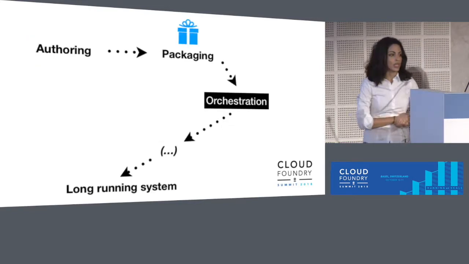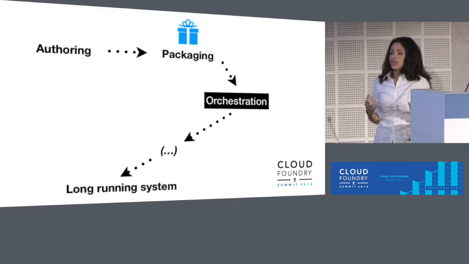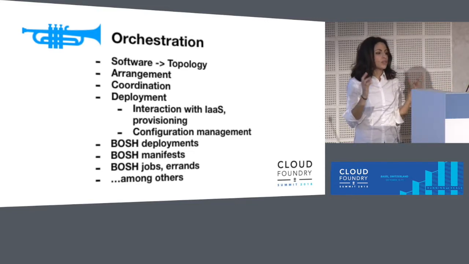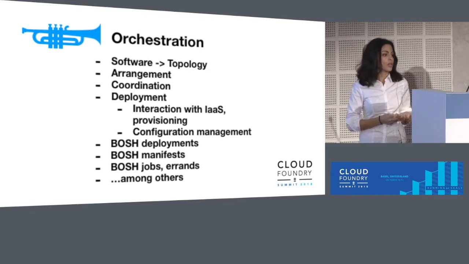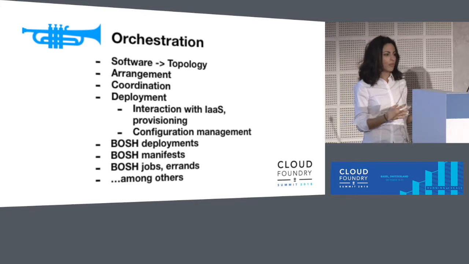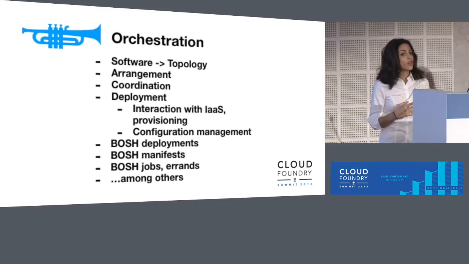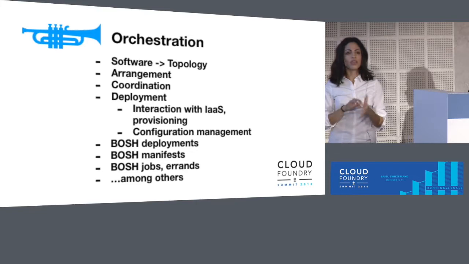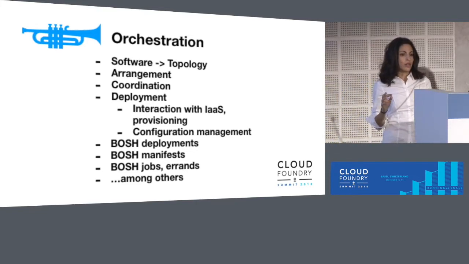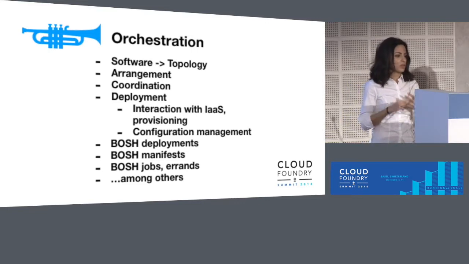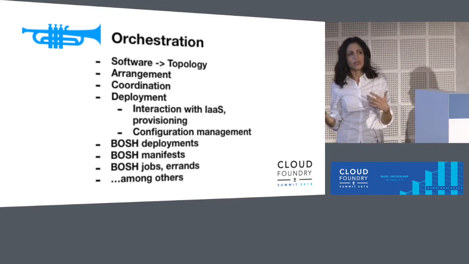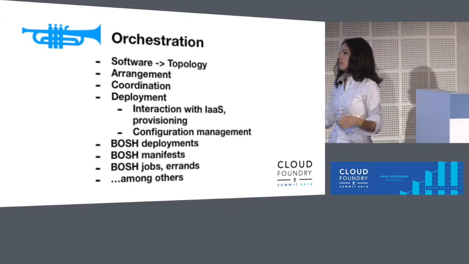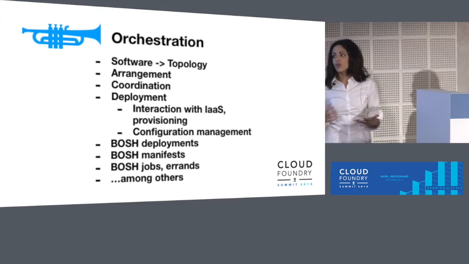All right, so after software packaging, second step is orchestration, and that, again, is a huge umbrella of things that happen, but really, in short, orchestration is the business of organizing packaged software into a running topology and arranging it into components, coordinating those components, taking on the deployment of these components, and more specifically, things like provisioning, things like interacting with the underlying infrastructure layer, and finally, addressing configuration management, so ensuring that the software that ends up on instances that BOSH has deployed is correctly configured. Specifically, how does it do it? You see, towards the bottom of the list, we have some interesting BOSH concepts that come into play here.